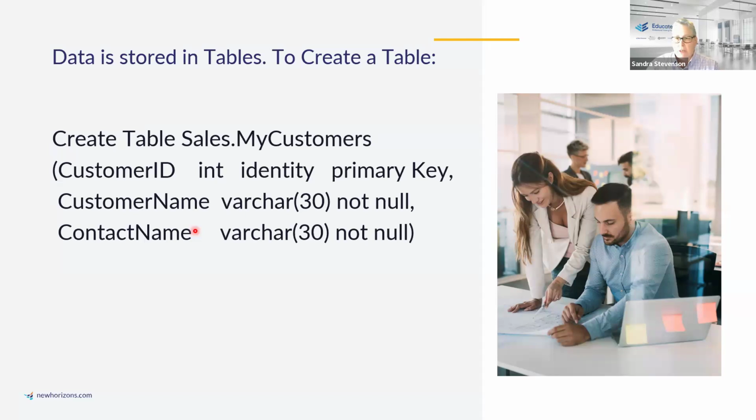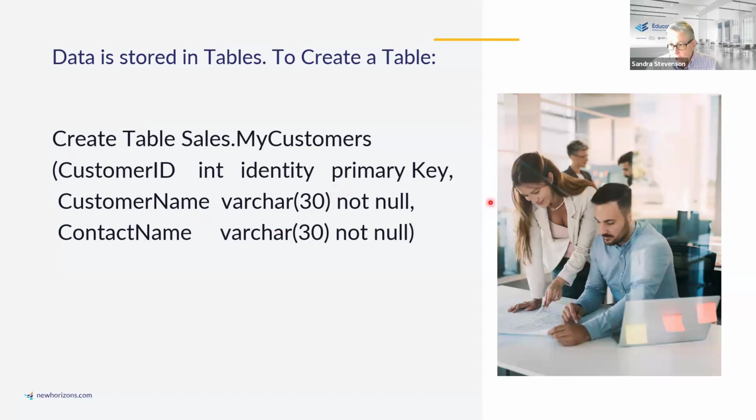The example I used here is a sales schema, and the table is called my customers. In this table, it's going to have a customer ID. Now notice I have open and closed parentheses here. So it'll have a customer ID, which is an integer data type. I'm making it an identity column, which will start at 1 and increment by 1. It's like an auto number type column. It will be the primary key.